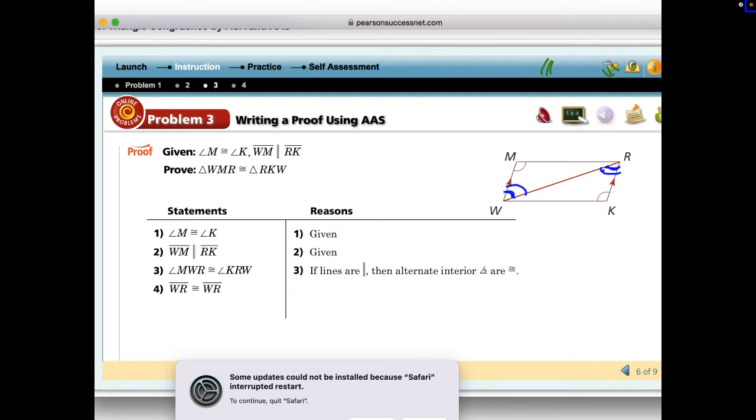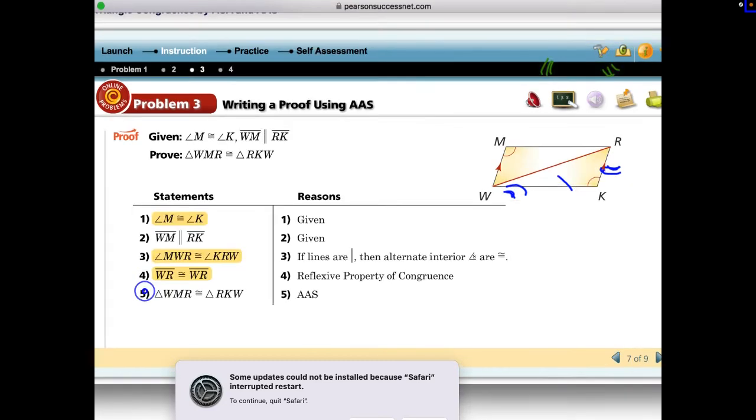Reflexive property. I know that that's congruent to itself because of the reflexive property. So do I know that the two triangles are congruent? By what? Angle, angle, side. Okay, so the two triangles are congruent by angle, angle, side.